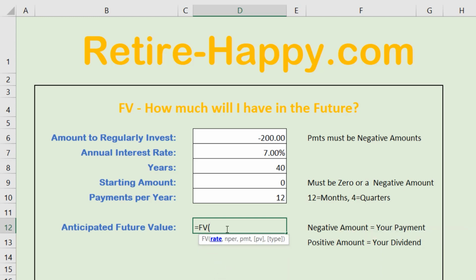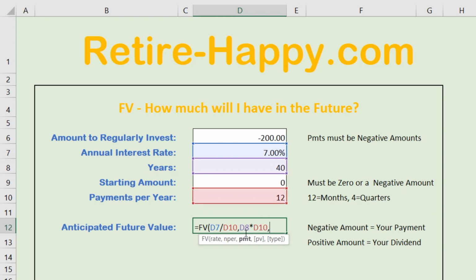The first thing it wants is the interest rate. I'll go ahead and click on the annual rate, but it wants the rate per payment into the account. So I'll have to divide that by the number of payments per year. The next thing it wants is the total number of payments. I'll click on the number of years and multiply that times the number of payments per year.